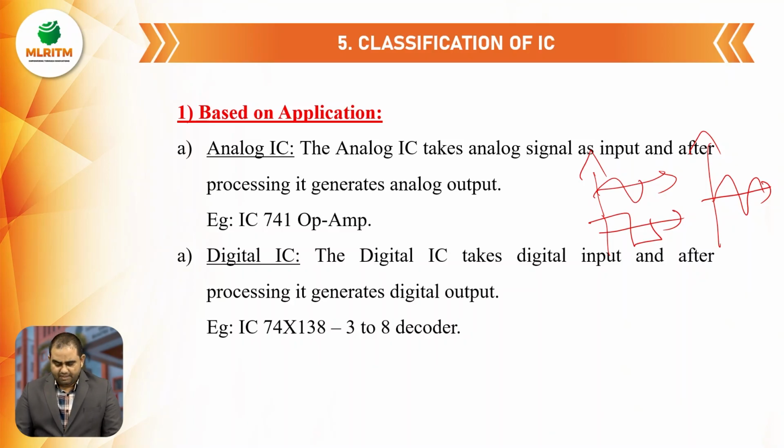Coming to the digital ICs, the digital IC will take a digital signal as input and after processing it will generate a digital output. A digital signal is nothing but binaries like ones and zeros. For example, I will write a small digital code, that is 1101. We call this a digital number or digital data, right? The best example of a digital IC is the 74138 decoder. Students have already studied this 3-to-8 decoder in their digital system design subject. But which kind of IC they have to use for this operation, that they will learn in this subject.